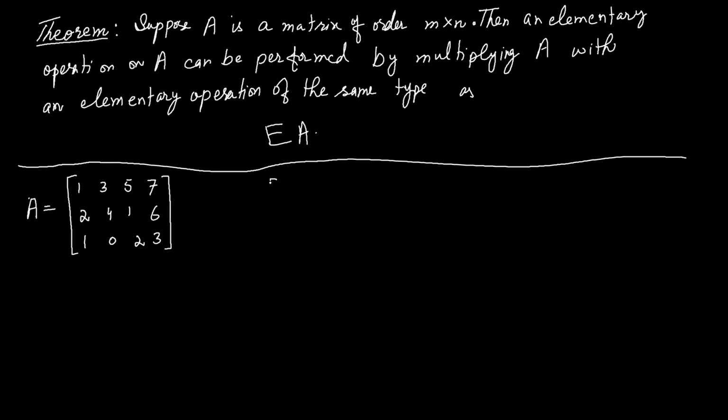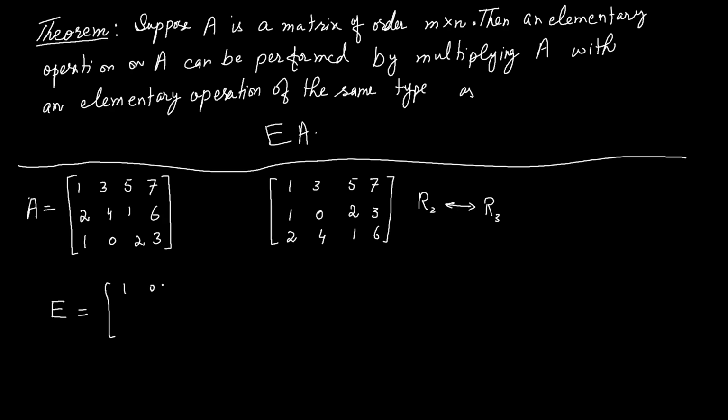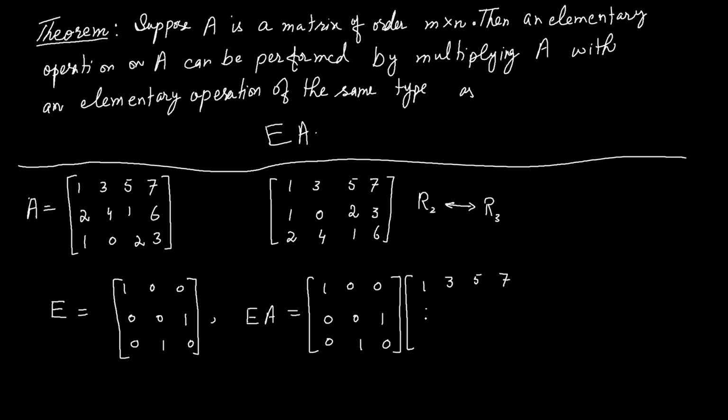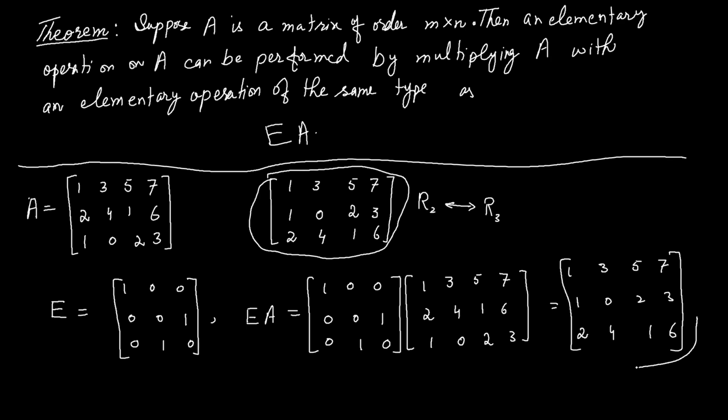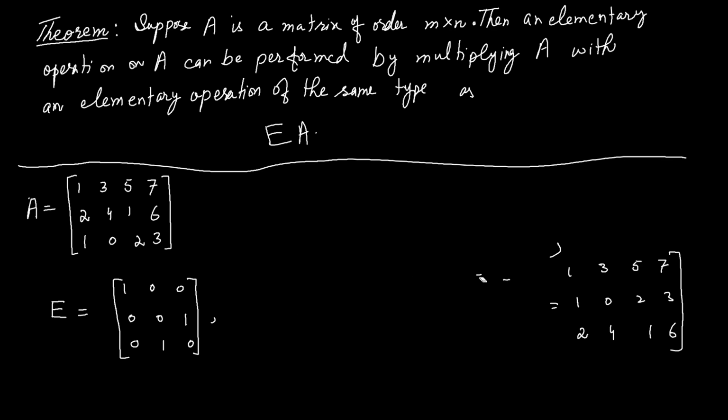First, we perform elementary operation of type 1 on A directly by interchanging row 2 and row 3. Now, let us create an elementary matrix of the same type by interchanging row 2 and row 3 of the identity matrix. If we multiply E with A, first row first column, first row second column, and so on, we get this matrix, which is equal to the matrix already obtained. Now let us look at the second type of elementary operation.